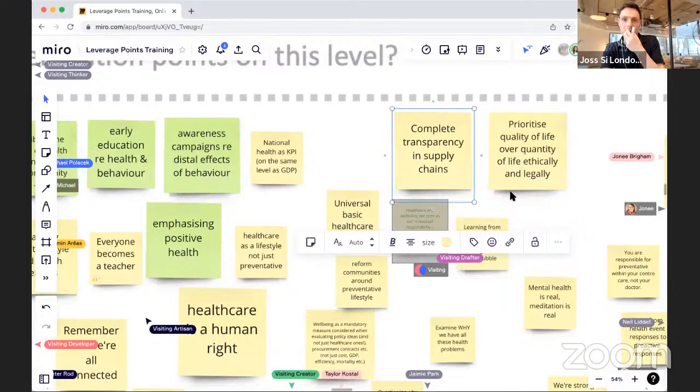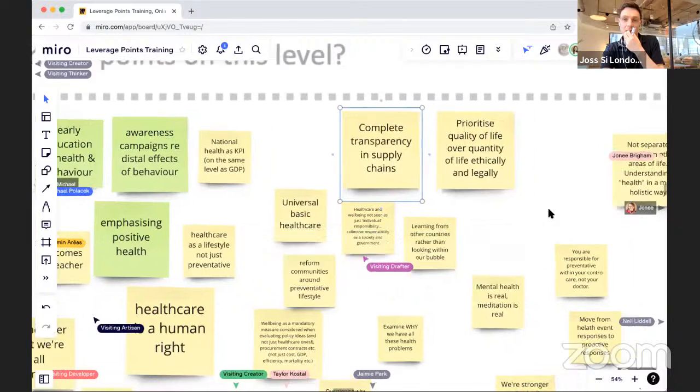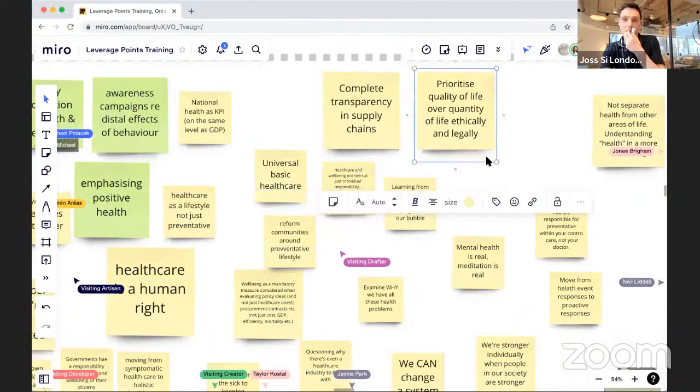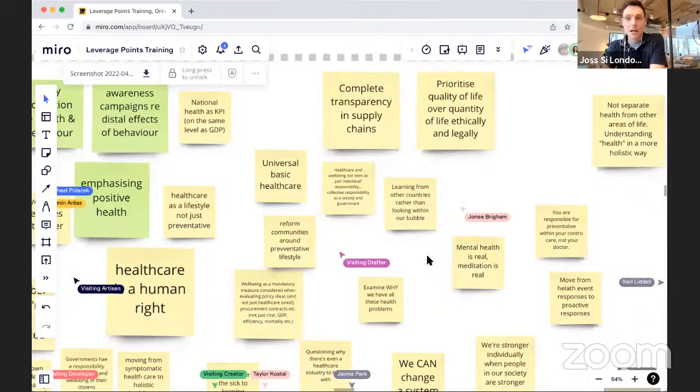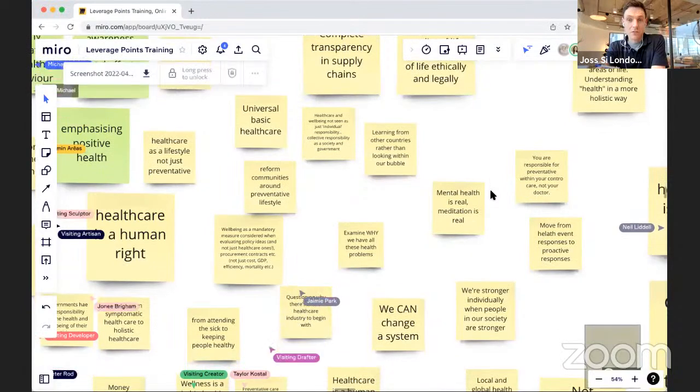Complete transparency in supply chain, prioritize quality of life over quantity of life ethically and legally. Learn from other countries rather than looking within the bubble. Mental health is real. Prediction is real.